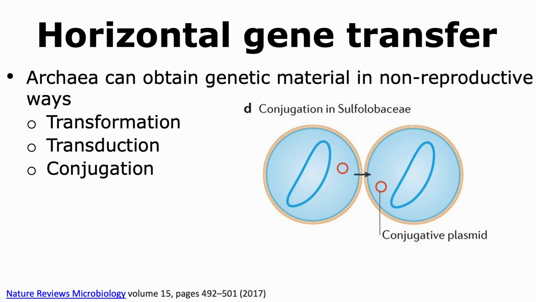Conjugation is another mode of horizontal gene transfer, where one archaeal cell can transfer its genetic information into another archaeal cell through cell-to-cell contact. Thus, archaea have different ways of obtaining genetic material in a non-reproductive manner.